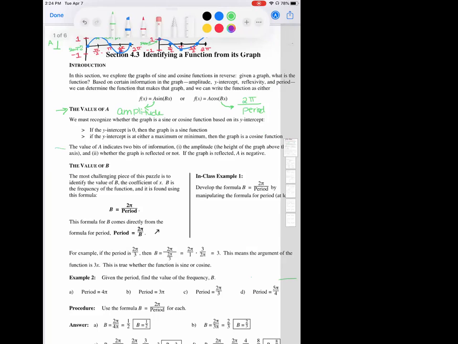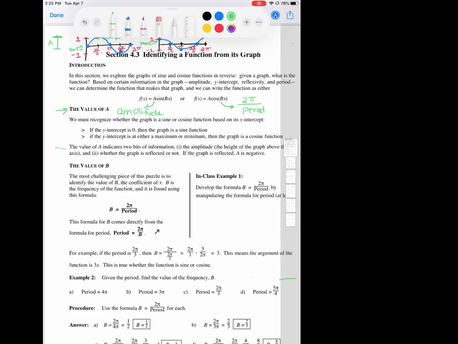The value A indicates 2 bits of information. The amplitude, the height of the graph above the axis, and 2, whether the graph is reflected or not. If the graph is reflected, A is then negative. The value of B. The most challenging piece of this puzzle is to identify the value of B, the coefficient of x. B is the frequency of the function, and it is found using the formula B is equal to 2 pi divided by a period.